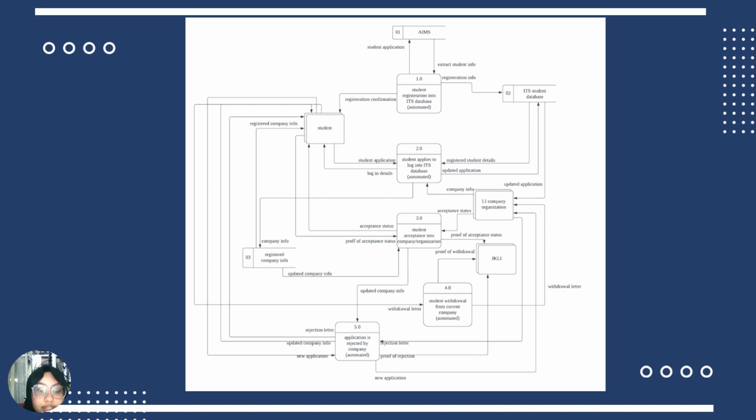Lastly, we have the process of rejection. This process is similar to acceptance, where the LI company will send a rejection letter, and then the student will have to send a proof of rejection to JKLI. But this differs from acceptance, where after they send the proof, they will now have the opportunity to reapply to a different company. So they will have a new application. They will have a process of reapplication in this process.